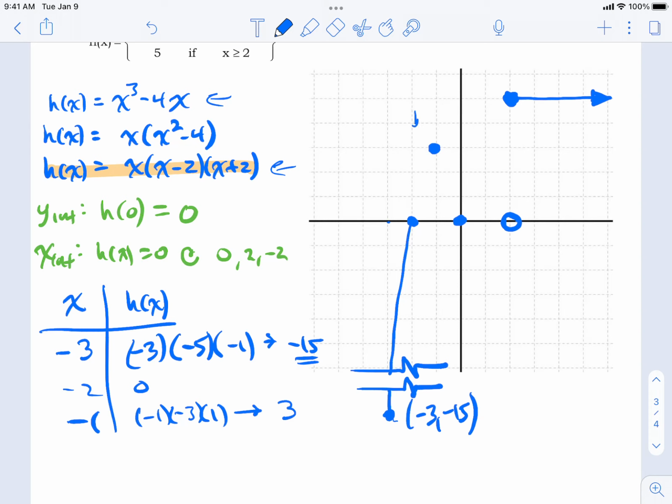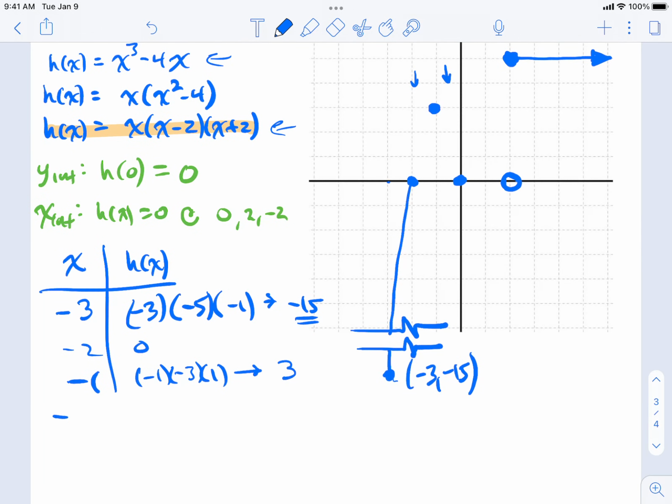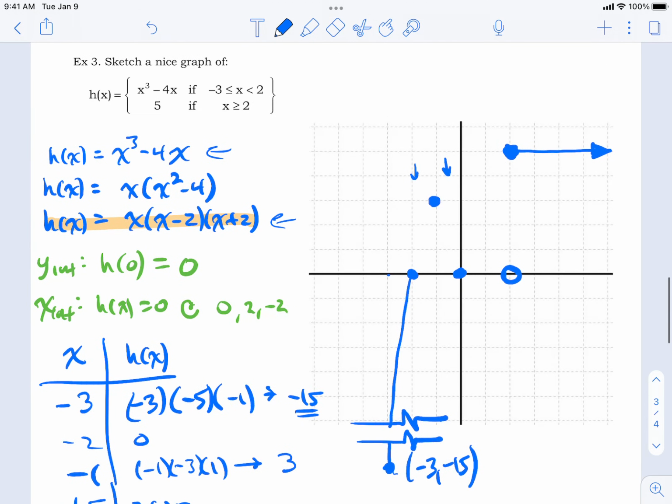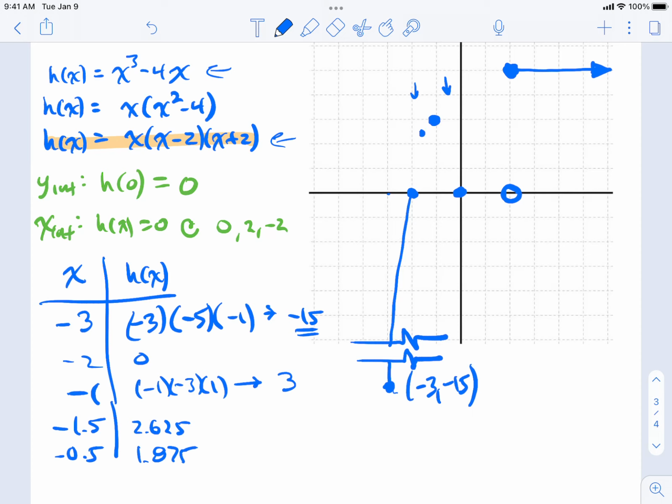You might want to plug in some in-between values and see what's going on in between there. So if I plugged in negative 1.5, and if you trust me, I just got out my calculator and did it. When x is negative 1.5, I got 2.625. And I also plugged in negative 0.5, and I ended up getting 1.875. In other words, the 3 does seem to be about where it is. So if I can plot these points, 2.625 here, that would be something like that. And then 1.875, so it seems to be dropping a little faster over here. So it's doing something like this. Try to make it look smooth.